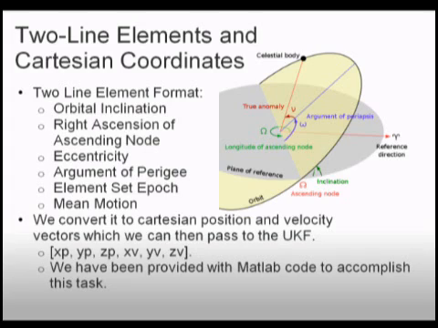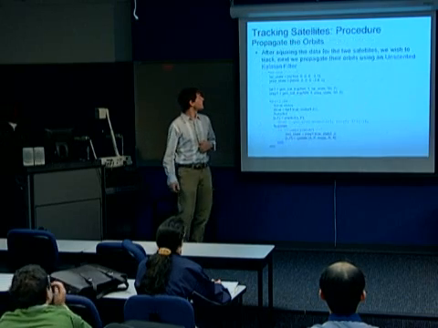We have MATLAB code that we've been working on to do this, and that's just the beginning step of our project. So we take that data and we convert it to Cartesian format, and then we can pass the vectors into the unscented Kalman filter. We have code to work with that; we've been given a basis from which to start. So next slide.